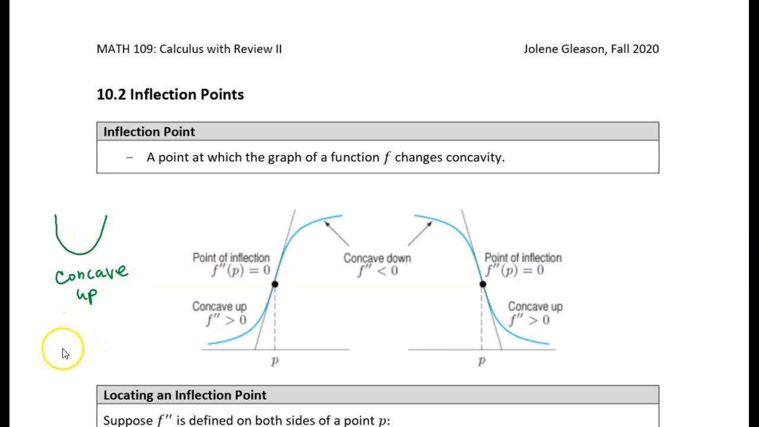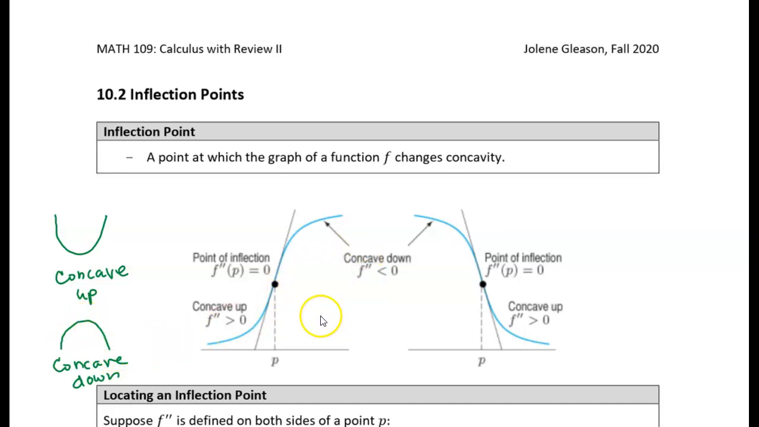All right. Concave down looks just the opposite, upside down U, right? So this is what a concave down function looks like. And it can be concave down and increasing, or it could be concave down and decreasing.